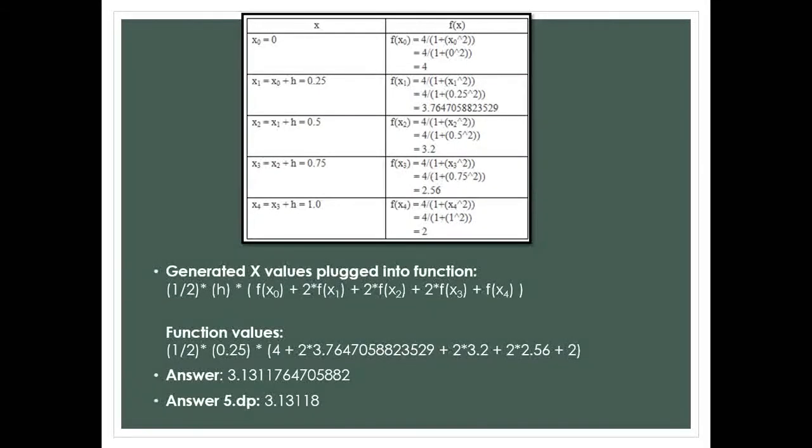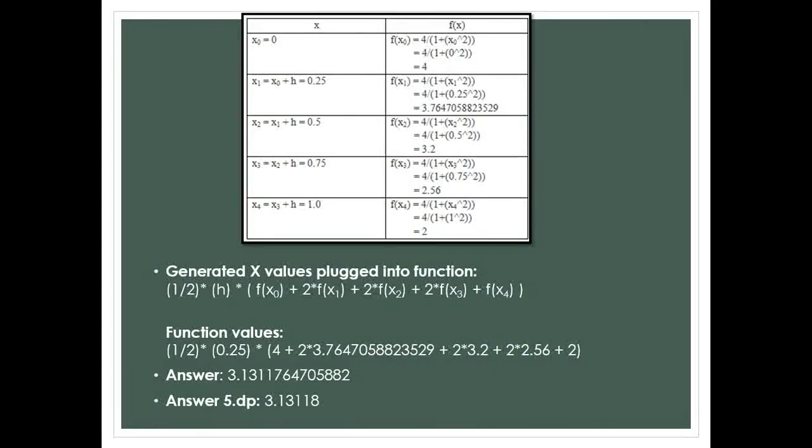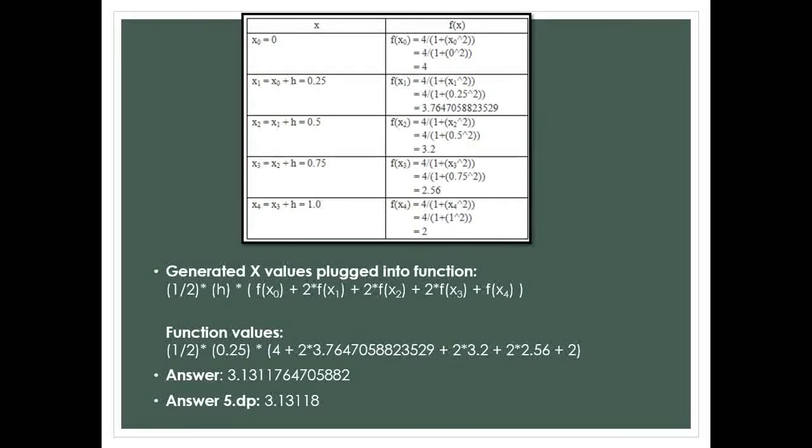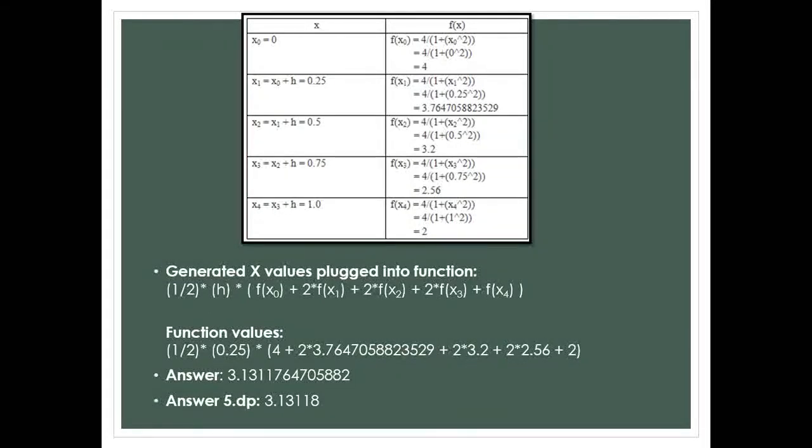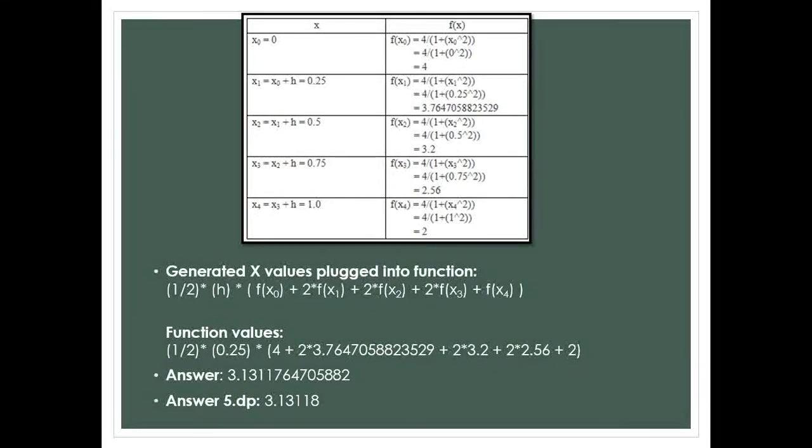This is the table that I had mentioned before, which contains x and fx. As you can see, the value of x starts from x0 until x4 because the number of n is equal to 4. And then generate x values plugged into the function. And the answer for n equal to 4 is 3.13117647058882, and the answer for 5 decimal places is 3.13118.